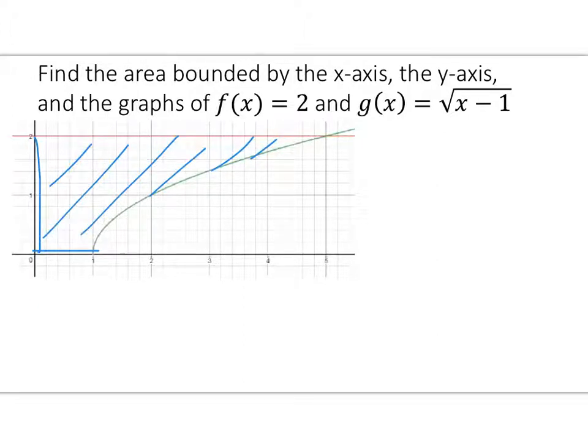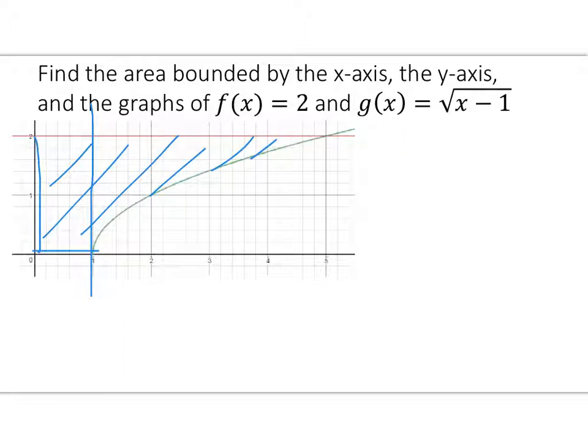The problem is right here, when x equals 1, our upper function and our lower function don't stay the same. So we have the same upper function, but up until 1, the lower function is just the x-axis. And from 1 to 5, our lower function is our g of x. So we need to break this up.